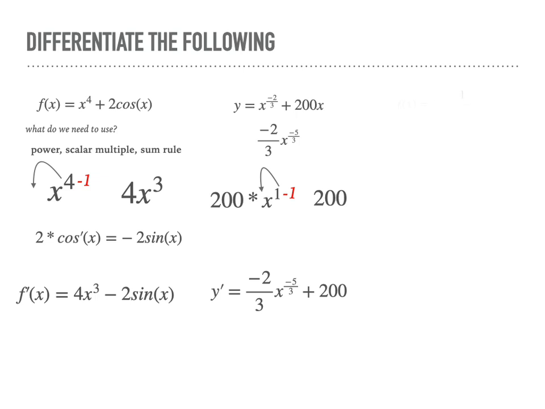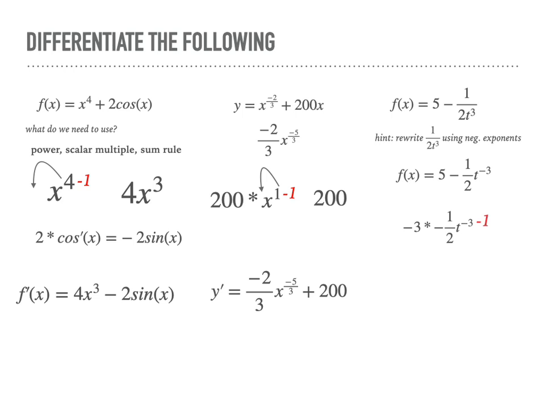And last but not least, we have f of x equals 5 minus 1/2 t cubed. And a quick hint would be to rewrite 1/2 t cubed using negative exponents, because this will be much easier to use the power rule on. And rewriting that, we get the following, and then we can just use the power rule to find the derivative of negative 1/2 times t to the power of negative 3, which is simply 3/2 times t to the power of negative 4.